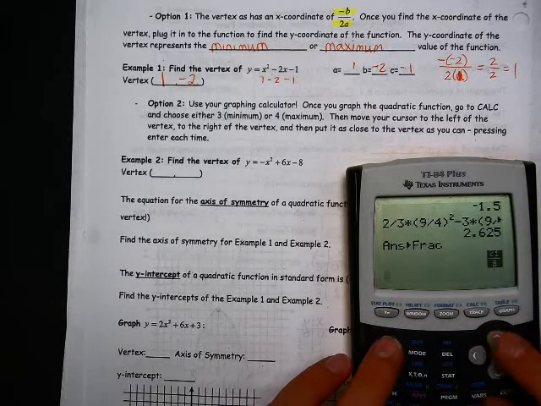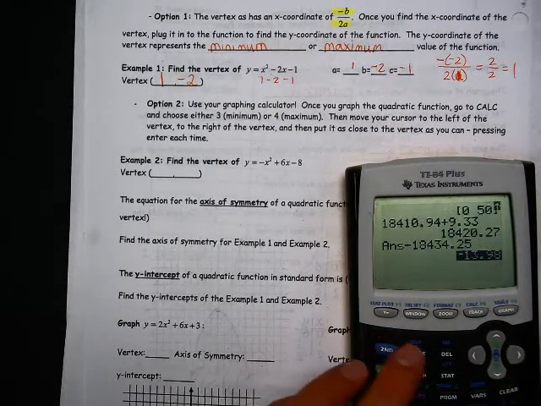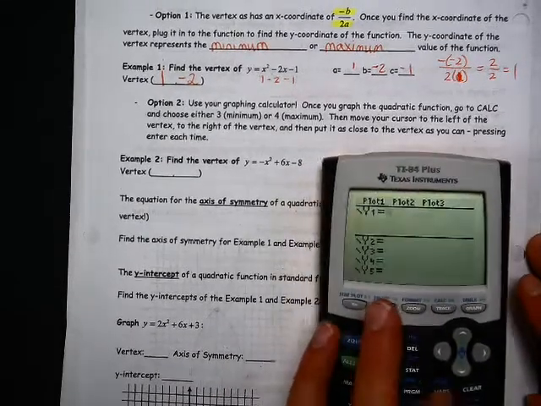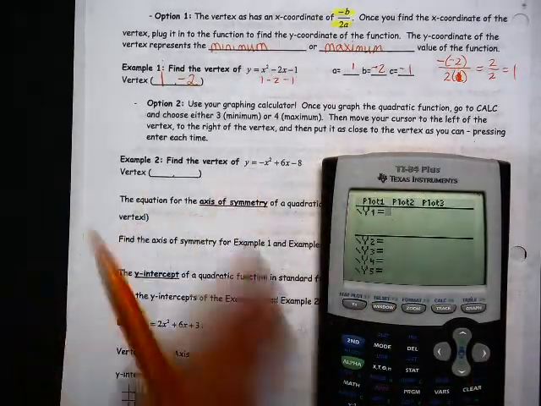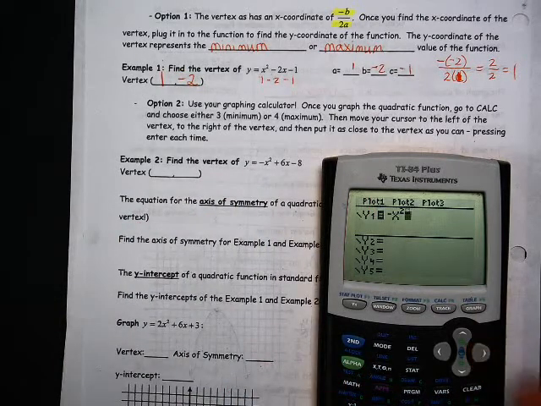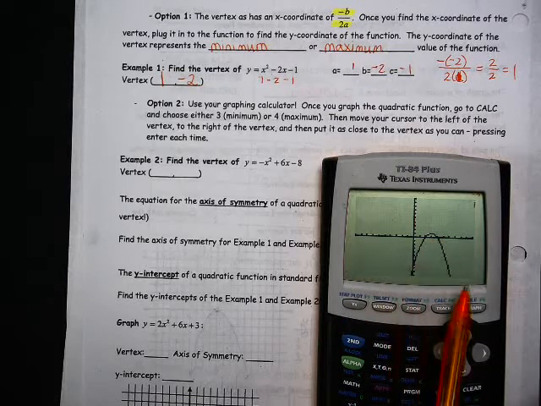The other option is to use a graphing calculator, and I will show you how to do that. Clear. So I put in my equation: negative x squared plus 6x minus 8. And then I graph it. It's really important that we can see the minimum or maximum on our screen, because if not, then our calculator won't know it exists.